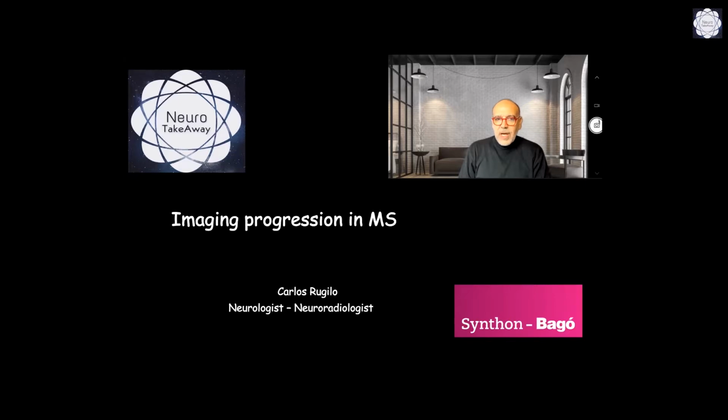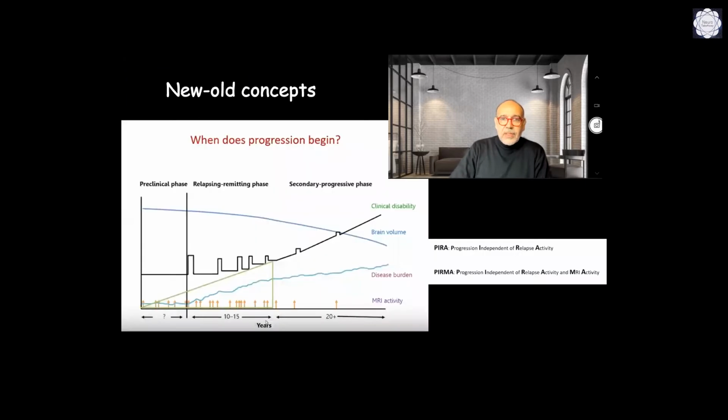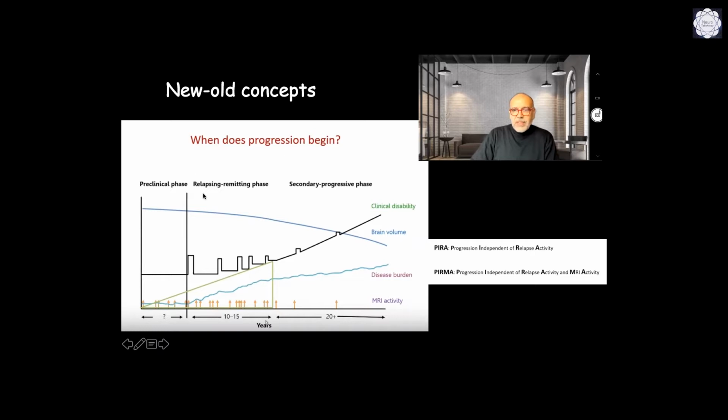Today, we are going to talk about imaging progression in MS. To start, I would like to remind you of some old new concepts. You have here the several curves of the disease that you all know very well, the different phases, the preclinical, the relapsing remitting, and the secondary progressive phases.